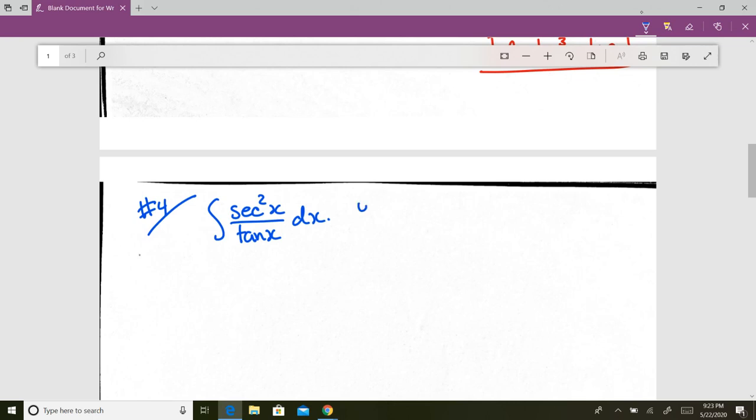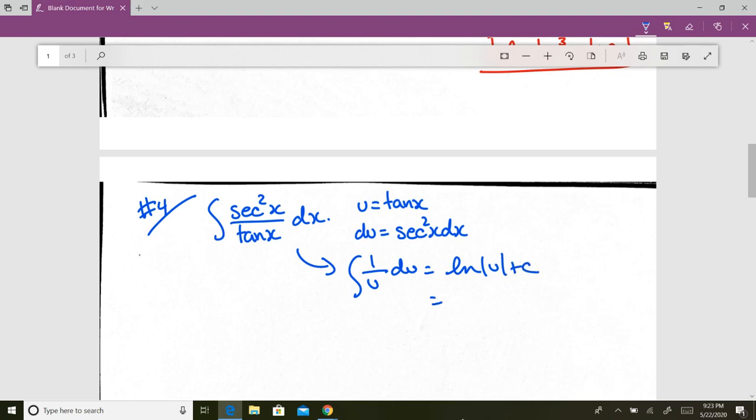So I know if I say u is equal to tan of x, then du is going to be secant squared x dx. So this integral then turns into the integral of 1 over u du, which we know is the natural log of the absolute value of u plus c. So it's the natural log of the absolute value of tan of x plus c.